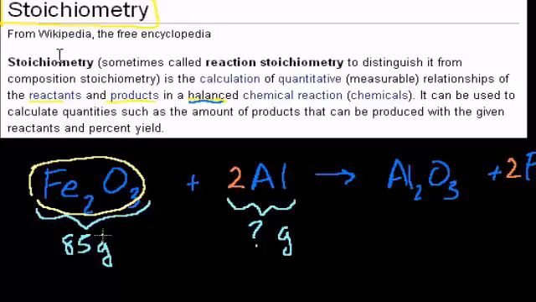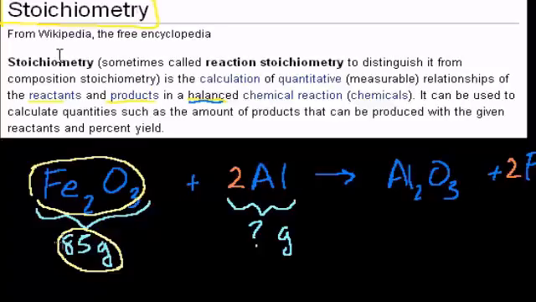So what we need to do is figure out how many moles of this molecule there are in 85 grams. And then we need to have twice as many moles of aluminum, because for every mole of the iron 3 oxide, we have 2 moles of aluminum. We're just looking at the coefficients, just looking at the numbers. 1 molecule of iron 3 oxide combines with 2 molecules of aluminum to make this reaction happen.